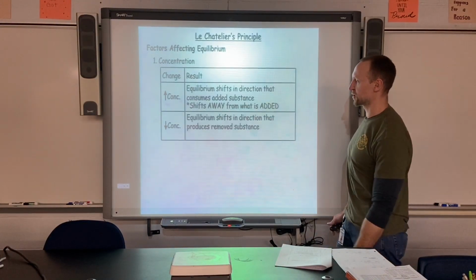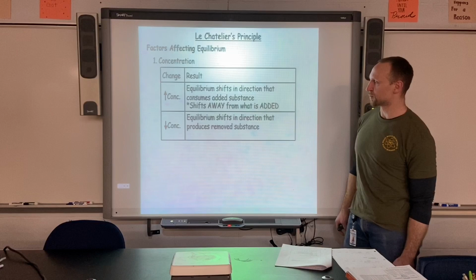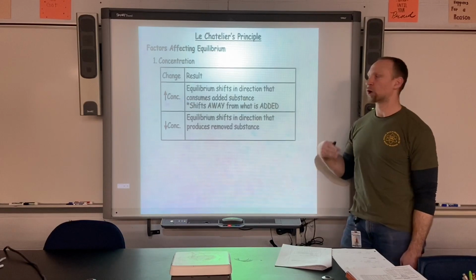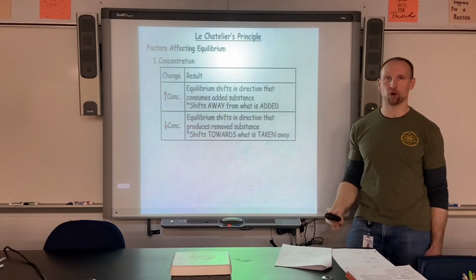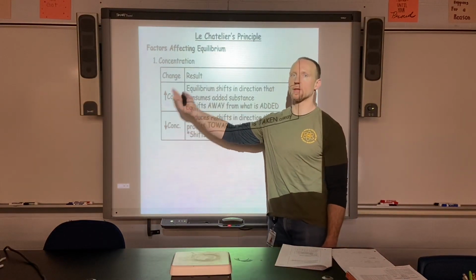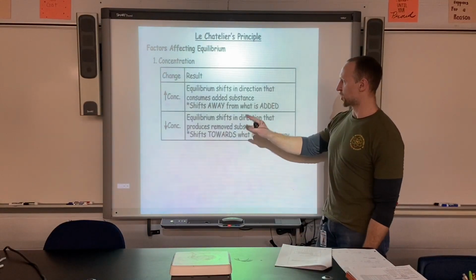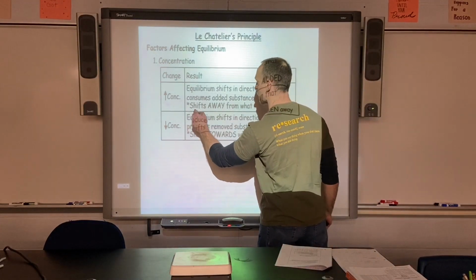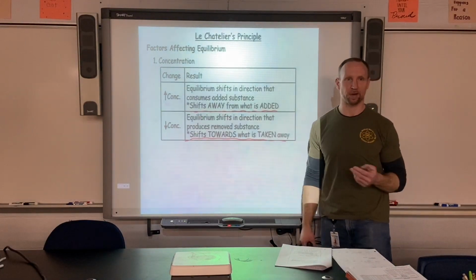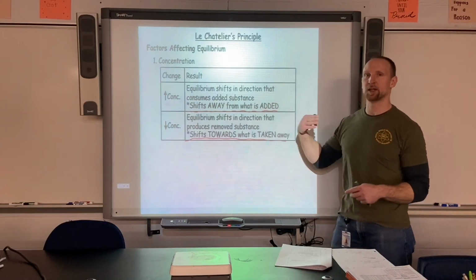And then if I decrease the concentration, I'm going to shift in the direction that produces the removed substance. You want to put it back. So you want to shift towards what is taken away. So if you take something away, you want to put it back. If you add something, you want to take it away, because the goal is to reduce the change, okay? So you want to shift away from what's added, towards what's taken away. So these 2 things are important. They're easy ways to simplify what's going on. It's going to carry over into the next factor as well, right? Away from what's added, towards what's taken away.